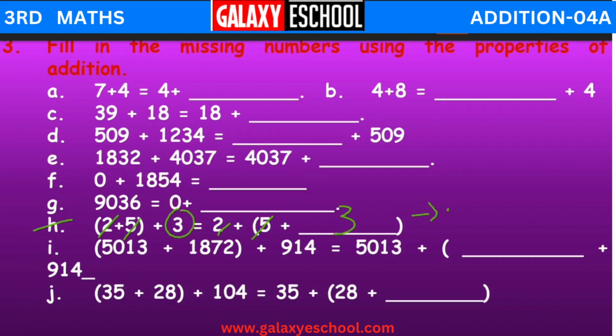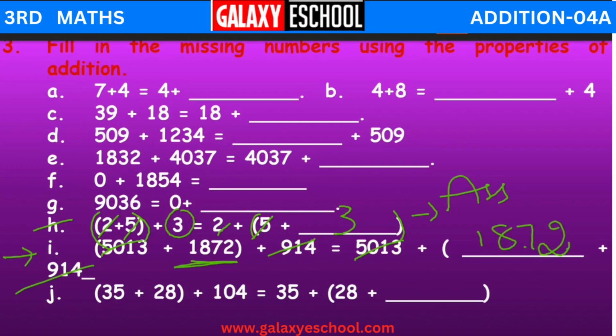This is the associative property. There are 3 numbers in which 2 groups are formed. Yes, this is the associative property. Now for question number I, what will be the answer? We are having 5013 and 914 on both sides. The number missing is 1872. Yes, 1872 becomes the answer. Now moving on to the last question. 35 plus 28 plus 104 is equal to 35 plus 28 plus, yes, 104.